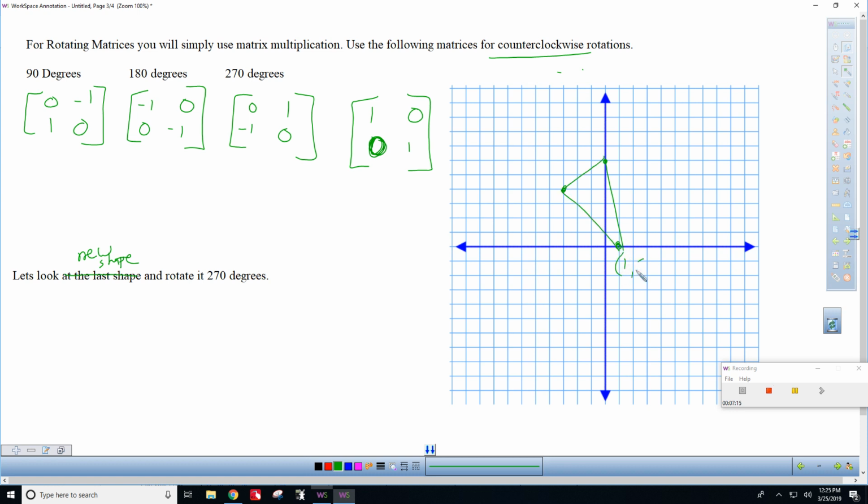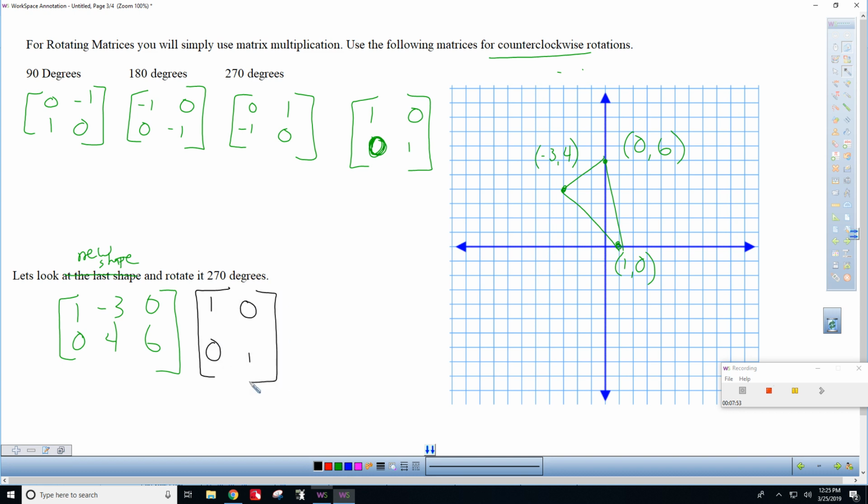so we've got the point 1, comma 0, 0, comma 6, negative 3, comma 4, 1, comma 0. It does not matter what order I write these down in, as long as they match up with their little partner. So I have to have the x's and the y's match up. We're going to multiply this. Let's see, what do we want to do? 270 by 1, 0, 0, 1.